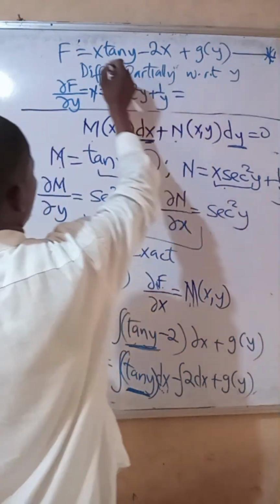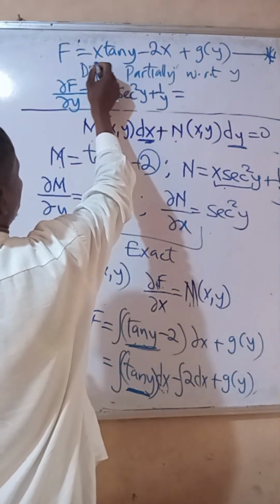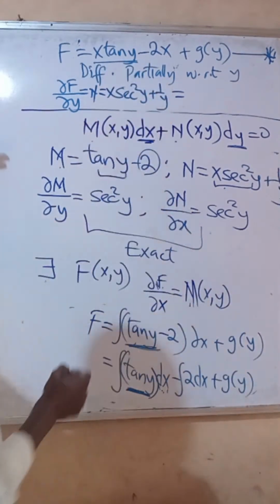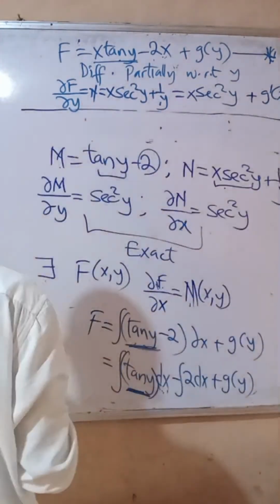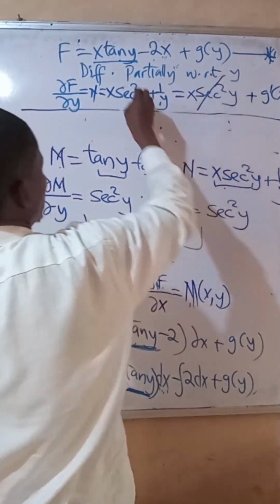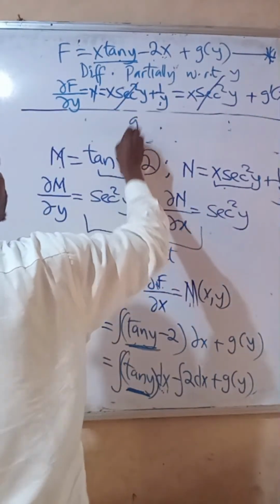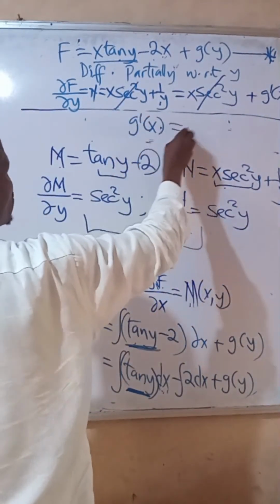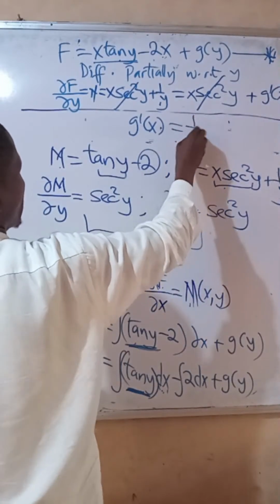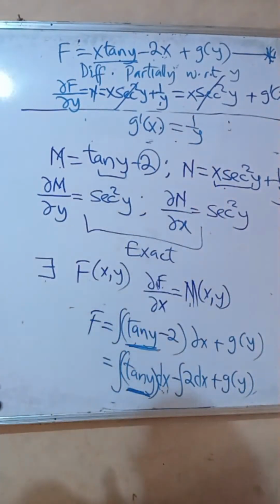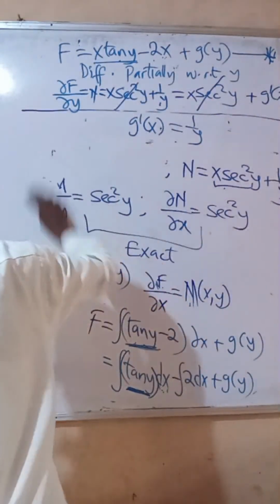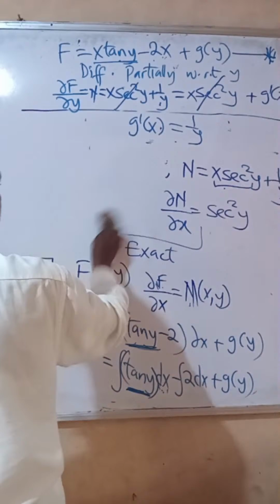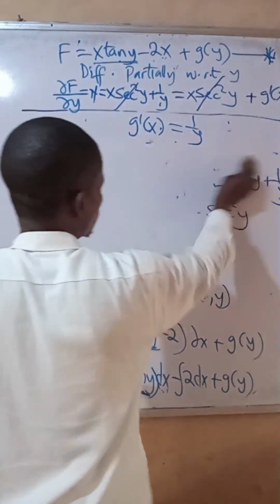Then let's now differentiate this one with respect to y. I've told us in the intro that something will cancel out. This one and this one we cancel. Then we have g prime of y equal to 1 over y.